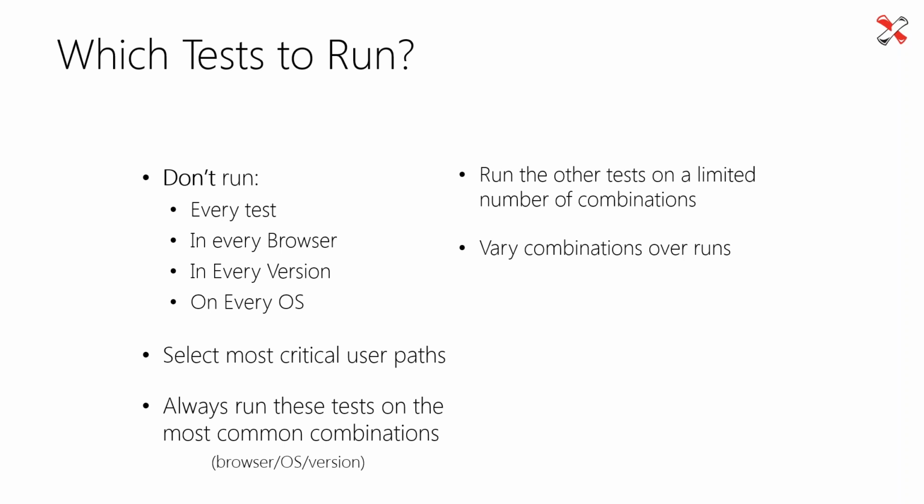And then you can also vary the combinations over the runs, maybe once this, another time that, putting in some randomness by selecting the environment. And if you figure out one environment always fails, put it in your regression cycle.